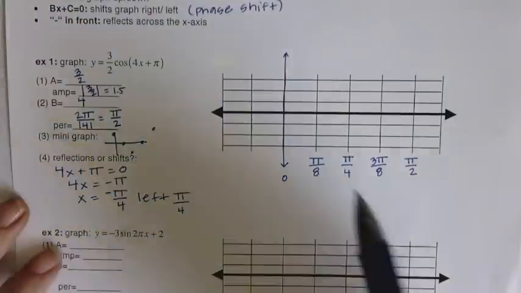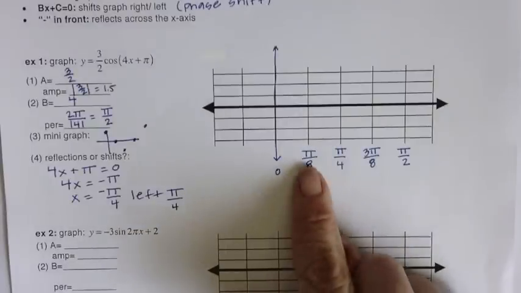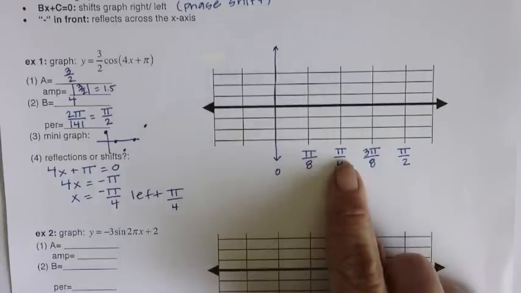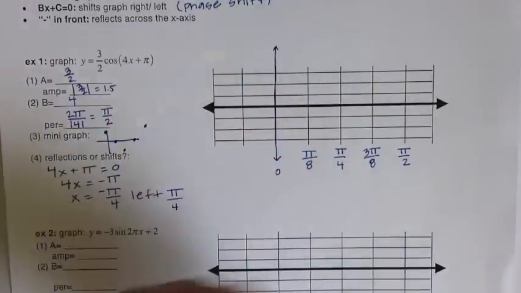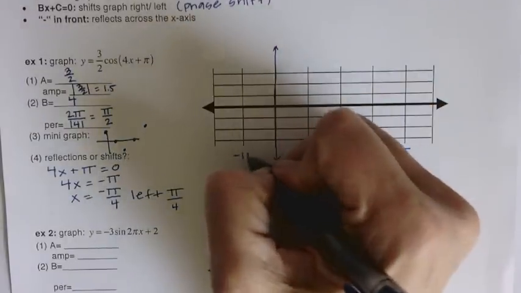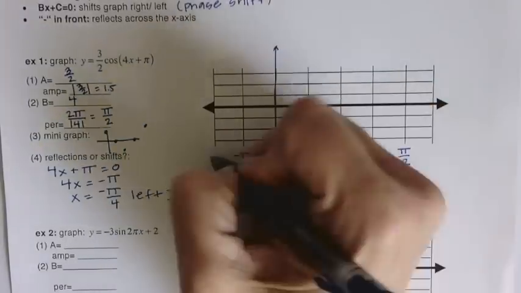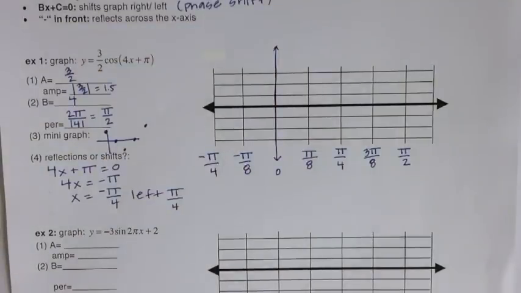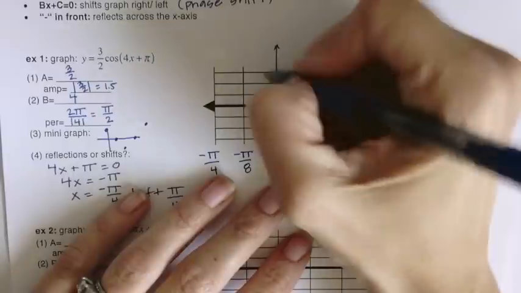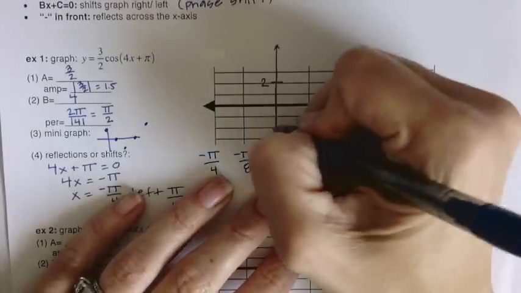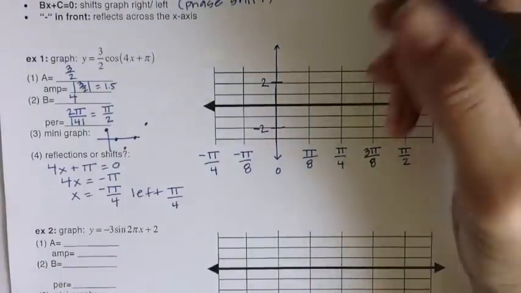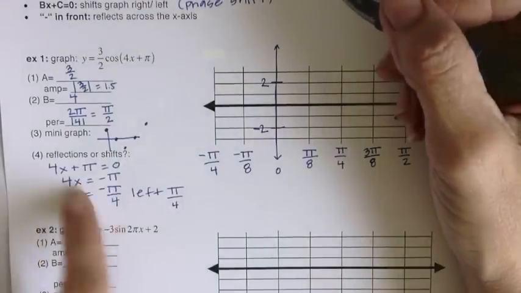Left. Well, look at your graph. How many units on our scaling does pi over 4 represent? 1, 2. So everything is going to be moved over 2 units. So this is going to be negative pi over 8, and this is going to be negative pi over 4. So now what I'm going to do is label. So this is 2, that's negative 2. And I'm going to do my parent graph first. So that's before this stuff going on here.